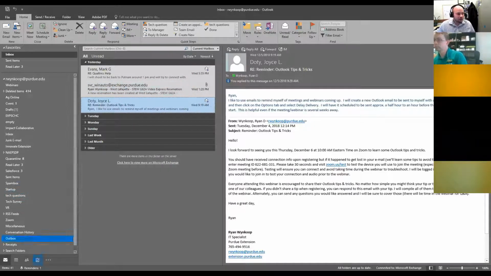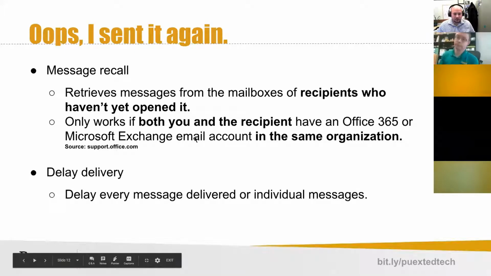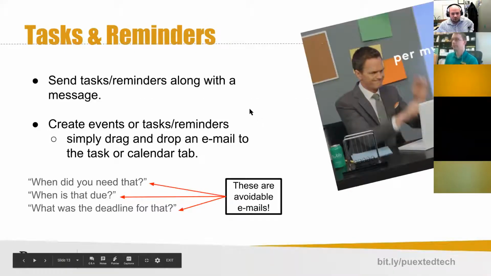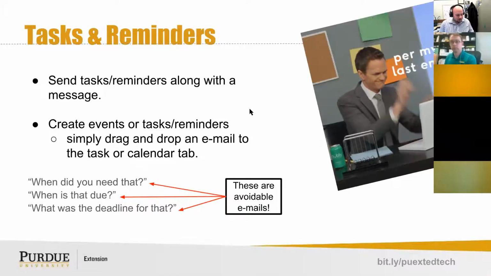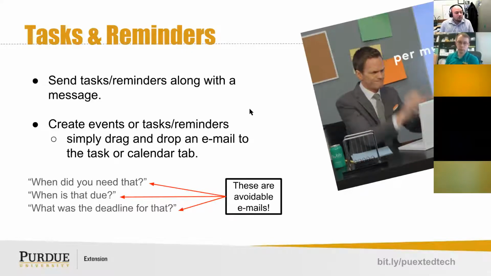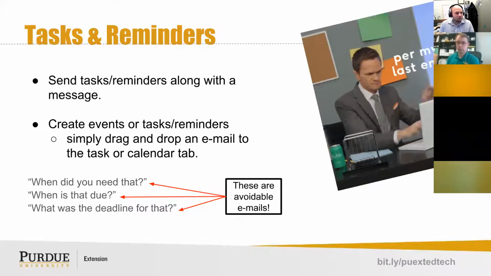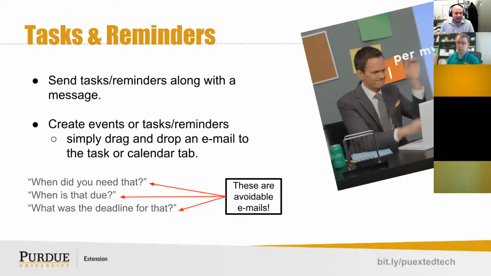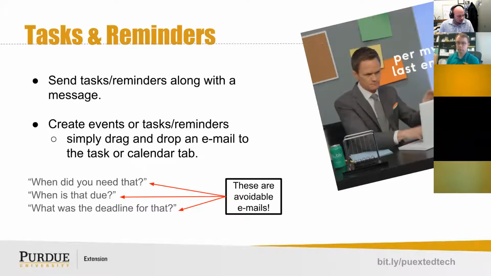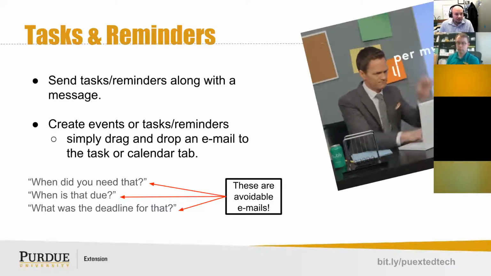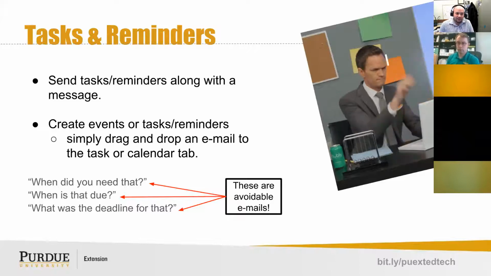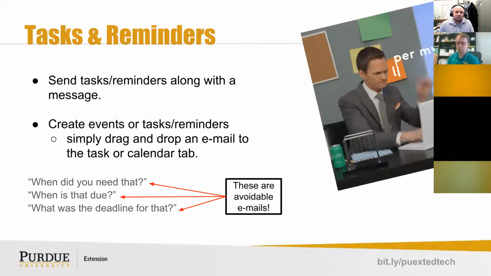But another way you can set reminders for yourself is to use the reminder feature that is available in Outlook. So you can actually set tasks and reminders. So the one good way to use this, we can use this on the sender and the receiver end. So I think we've all probably received that email that says, per my last email. I think we all know that that's just a professional way of saying, didn't you read the email I already sent, idiot? So there's ways we can avoid those.